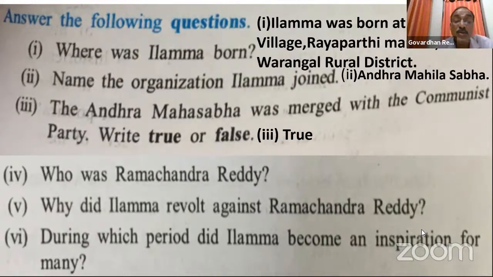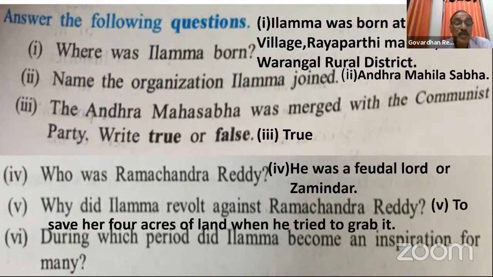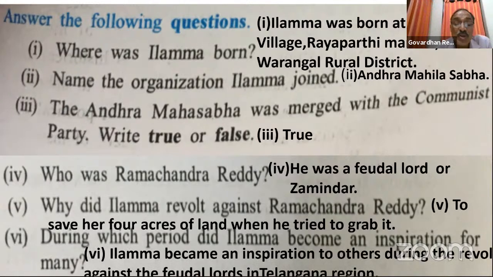Next, who was Ramchandra Reddy? Ramchandra Reddy was a landlord, Zamindar. He was a feudal lord. Why did Ailamma revolt against Ramchandra Reddy? Why did she fight with him in the beginning? To save a 4 acres of land when he tried to grab it. In the beginning, she tried for her 4 acres of land. Later on, she fought for the other poor people. During which period did Ailamma become an inspiration for many? Ailamma became an inspiration to others during the revolt against the feudal lords in Telangana region. In this manner, you should be able to refer to the passage as many times as possible and answer all the questions. Now your assignment.